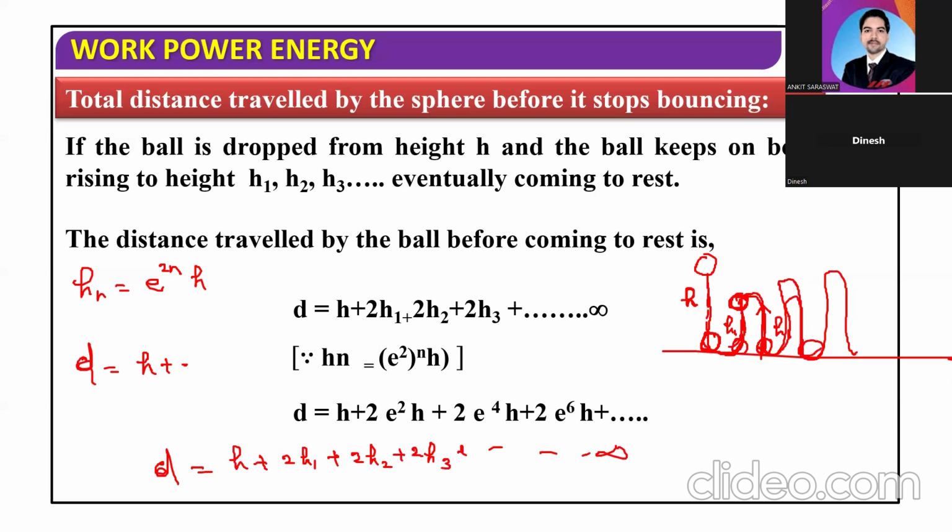H1 means after the first bounce. The formula will be e to the power 2n. First bounce means n equals 1. H2 means after the second bounce, so n equals 2. Third bounce, n equals 3, giving e to the power 6. Once you add these, you will get the answer like this.